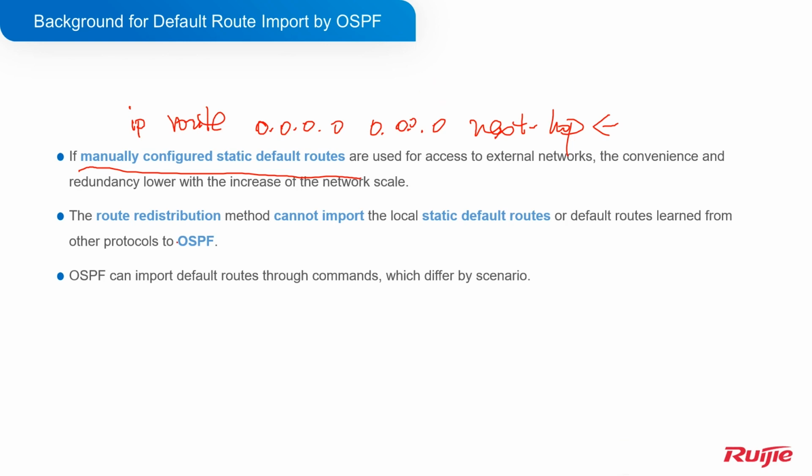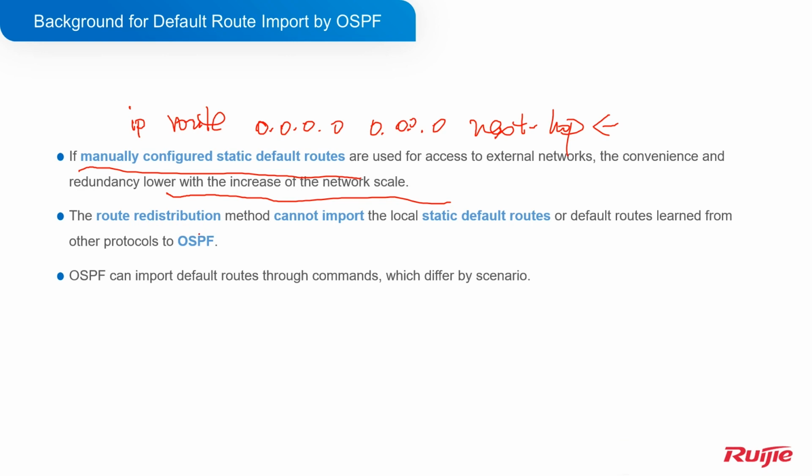And with the increase of the network scale, it is very important for the engineer to configure and manage the devices in our network to ensure convergence and redundancy. So if we configure every static route or default route manually, this will lower the redundancy and the convergence.